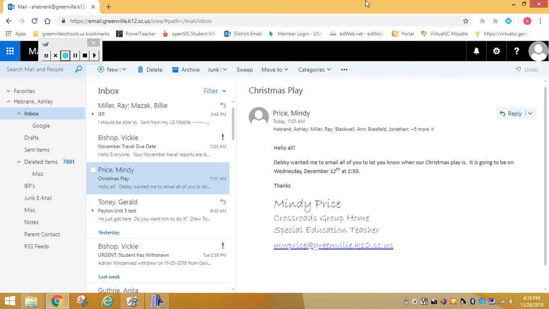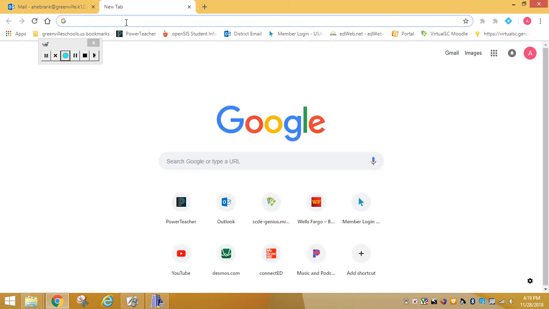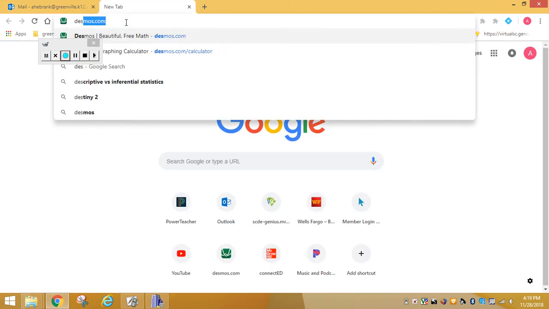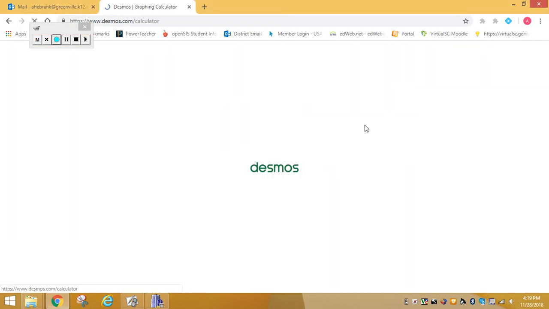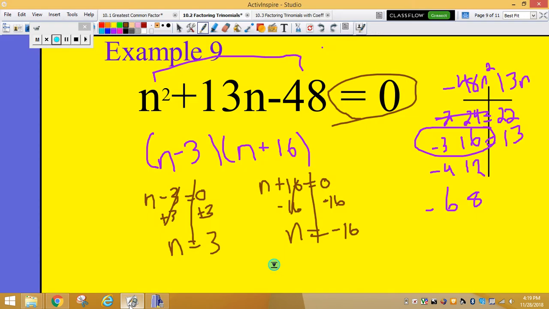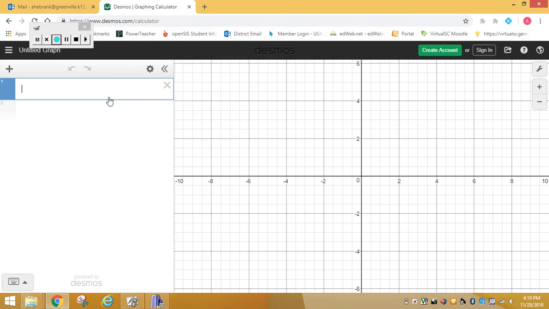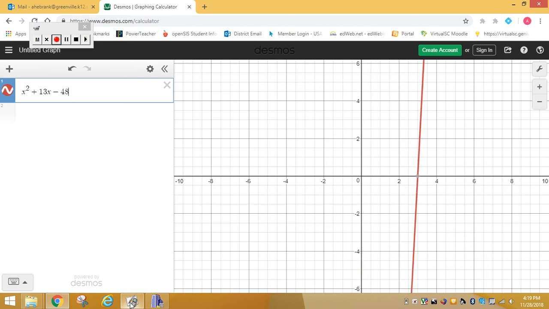I'm going to go ahead and show you another way you can do it also. If you go to Desmos, you know we love our Desmos, and we're going to graph. I'm going to type in the equation. But remember with Desmos we have to use x's, so I'm going to use x squared plus 13x minus, what was it, 48.